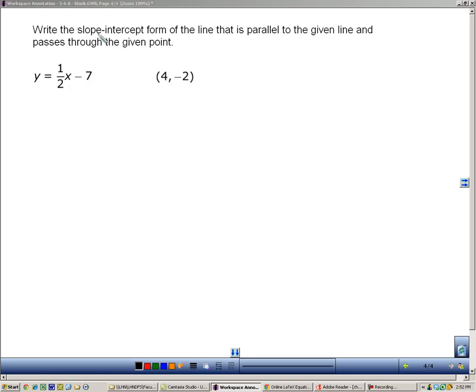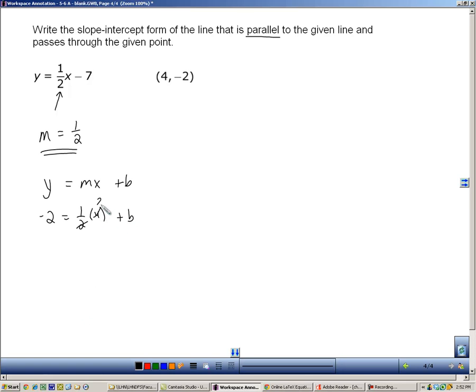Here's another example: find the slope-intercept form that's parallel to this equation and passes through this point. Well, because it's parallel to this equation, I know that the slope of this equation is 1/2, and the slope of mine is parallel to that, so it also has to be 1/2. I now can use that slope with this x and y and plug it into the slope-intercept form to find the b. So y is negative 2, m is 1/2, x is 4, and I'll solve for the b.